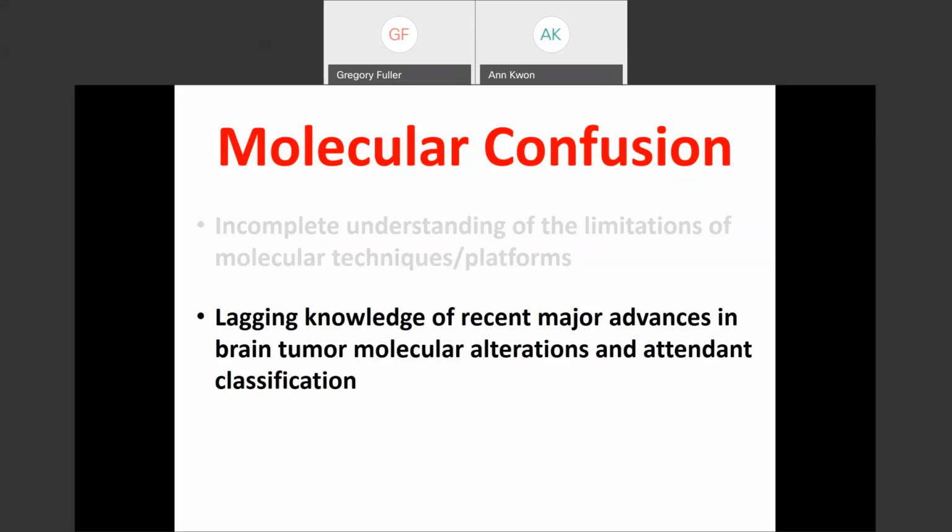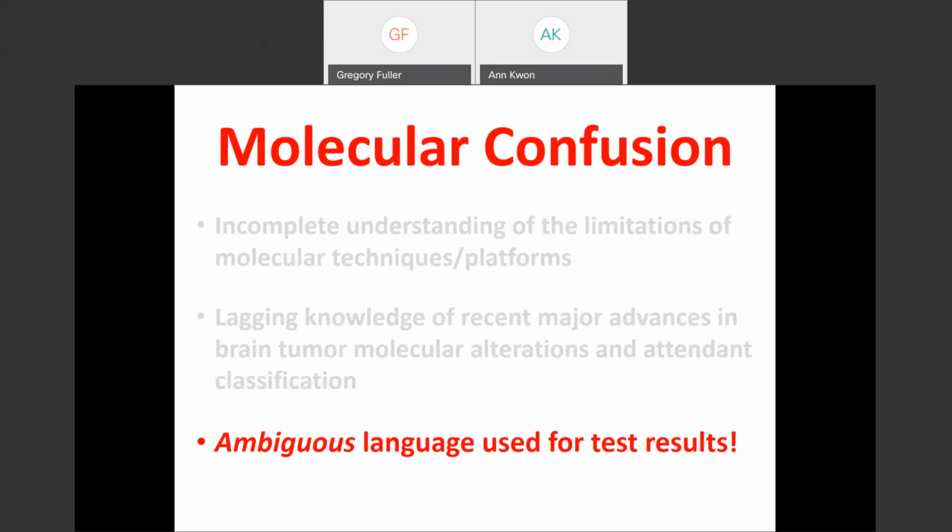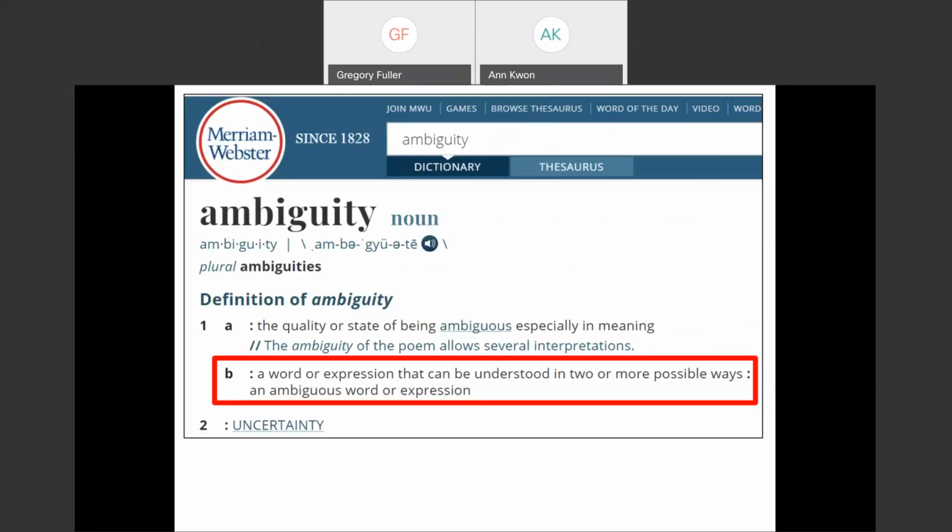Incomplete understanding. Lagging knowledge of recent major advances in brain tumor molecular alterations in classification. As everyone knows, the literature is just exploding, and this is in every area of surgical pathology, particularly in terms of our understanding of the molecular alterations, and it will be shaping majorly the next edition, the 5th edition of the WHO classification, WHO 2020, which I'm going to talk about in just a second. So lagging knowledge can also be a problem. But this is the one I want to talk about today, the 3rd one, and that's the ambiguous language used for test results. All right, let's look at ambiguity, just to define it, for those who may not be familiar. A word or expression that can be understood in 2 or more possible ways, all right? And that is not good in a report.